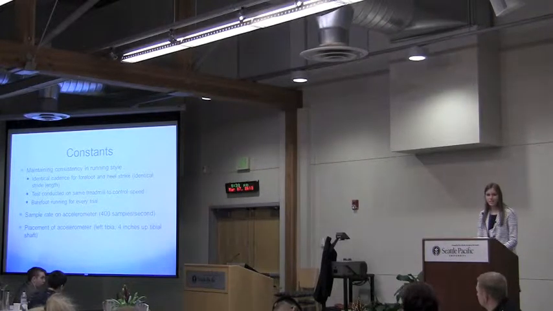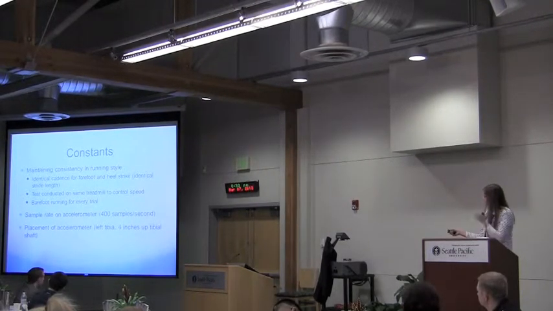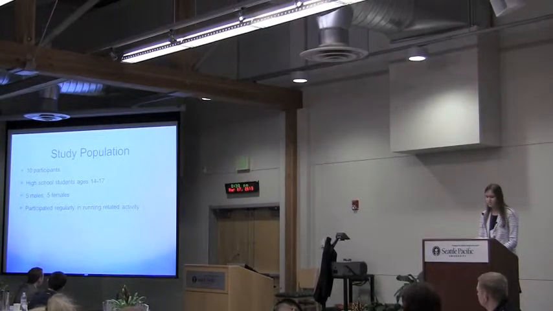The sample rate on the accelerometer was 400 samples per second, and the placement of the accelerometer was on the left tibia 4 inches up the tibial shaft. For my study population, there were 10 participants in high school between the ages of 14 and 17. There were 5 males and 5 females, all of whom participated regularly in running-related activity.